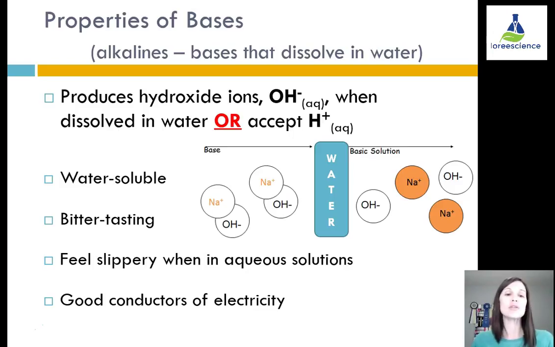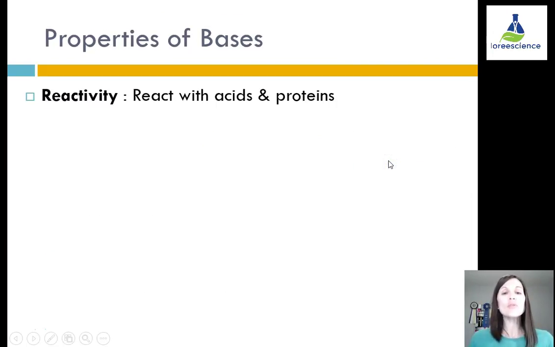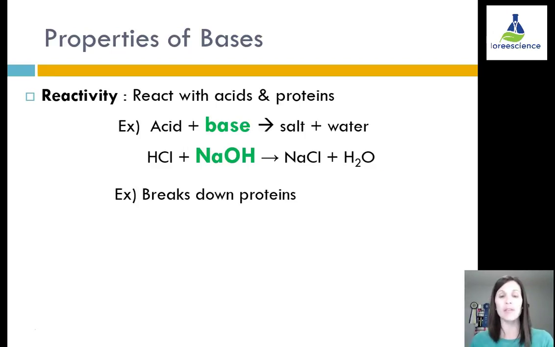And they, just like acids, are good conductors of electricity because when they're in water, there are charged portions to it, and therefore the electricity or the electrons can be conducted or moved through that substance very easily. So in terms of reactivity, bases react with acids, and they have the ability to break down proteins, the two major reactions they are involved in. So when we have acids reacting with bases, we end up with salt and water. So hydrochloric acid plus sodium hydroxide would result in what we know as table salt, sodium chloride, and water.